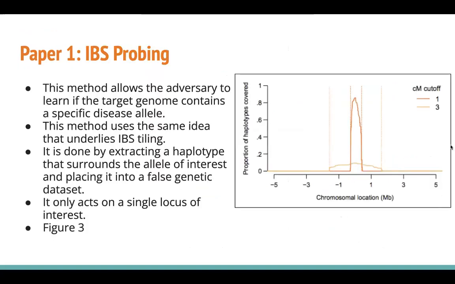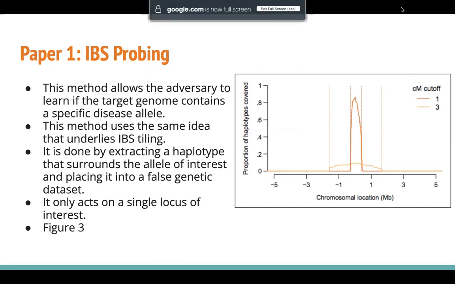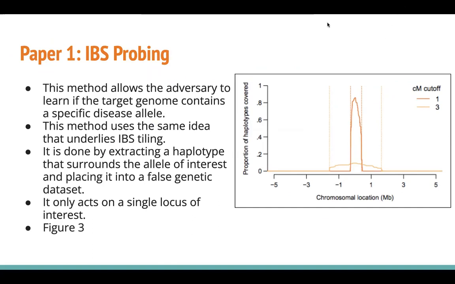Okay, so IBS probing allows the adversary to learn if the target's genome contains a specific disease allele. It allows one to identify people with specific genotypes of interest. This method is an application of the same idea underlying the IBS tiling that we just talked about. And so this is done by extracting a haplotype that surrounds the allele of interest and placing it into a false genetic data set, which is designed to have no long IBS segments with any real genomes. So if any relatives are found, it matches the allele of interest, revealing that they carry this allele.